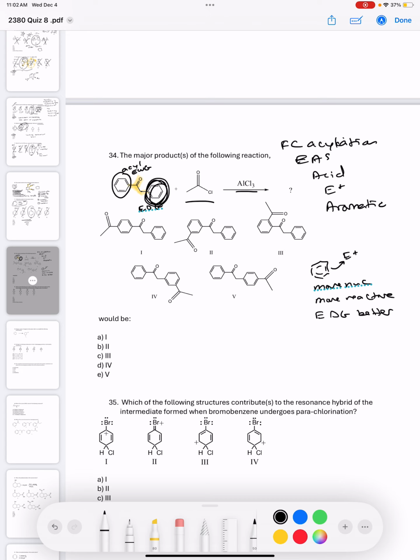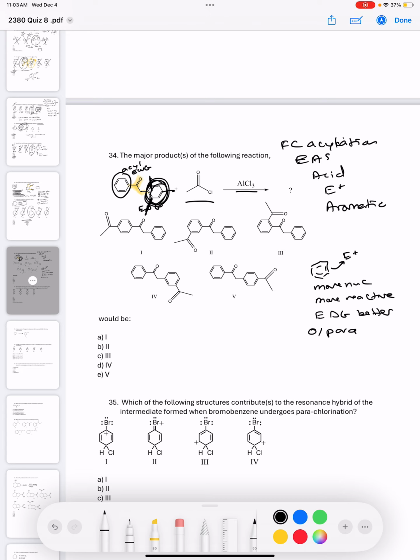Now the other thing is electron donating groups are typically ortho-para directors. So it is very likely to add to either the ortho position or the para. So ortho is here, meta, and para. So it could add to one of these two ortho positions, or it could add to the para position.